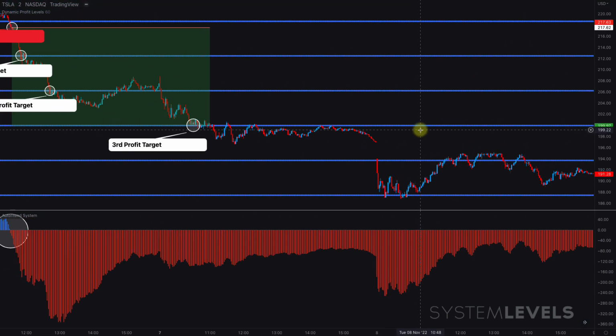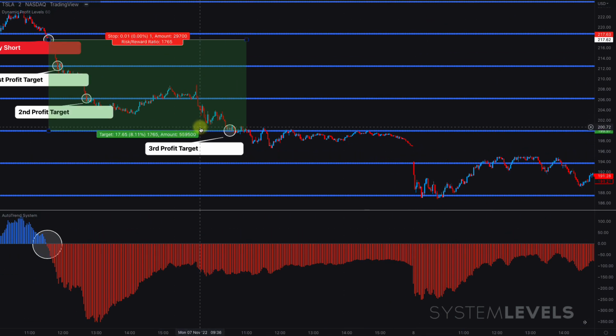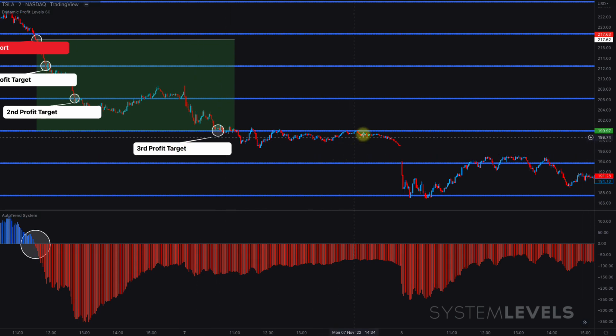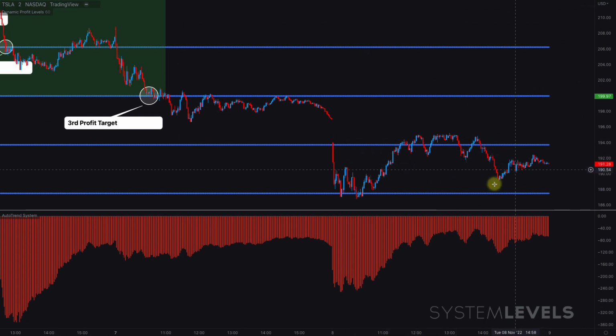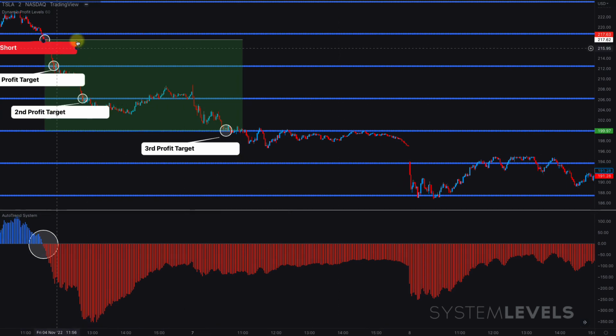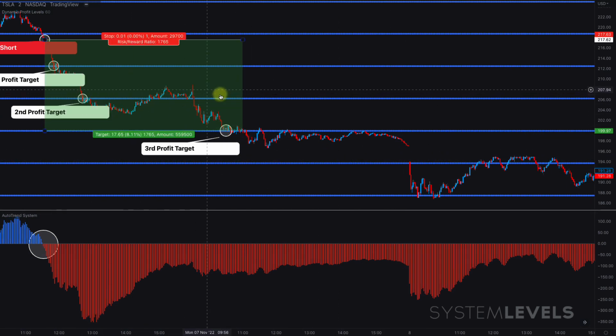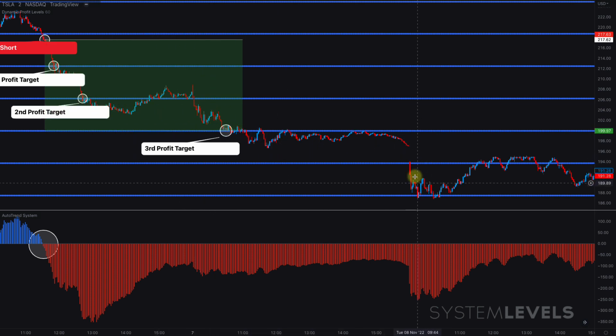So at that point, if I was in this trade, I would be all out on my third profit target. And what happens after that? Basically, I don't care because I'm not in this trade anymore, but it's still interesting to observe price as it's basically doing what we expect it to be doing, right? We got the short signal from the AutoTrend system. We had a very nice downtrend. It hit multiple profit targets. It rejected from some of them. It bounced. It found support and found resistance. Exactly what we expected it to do. And basically, we followed our system. We followed our rules, and that's all we can do.